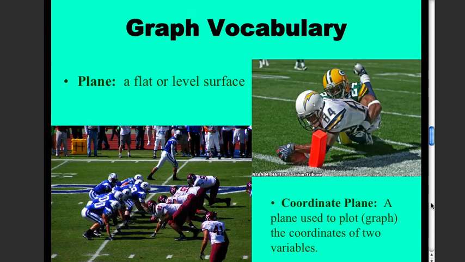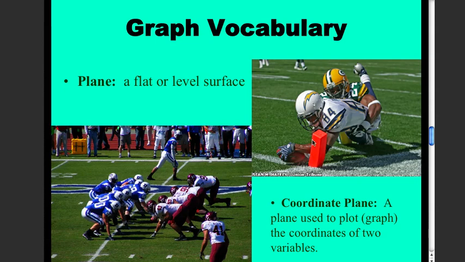There's some other vocabulary we need to know. A plane is a flat or level surface. In football, the line of scrimmage is sometimes an invisible plane that goes up and down, and neither team can cross to the other side without being called offsides. They have to stay on their side of the invisible plane.